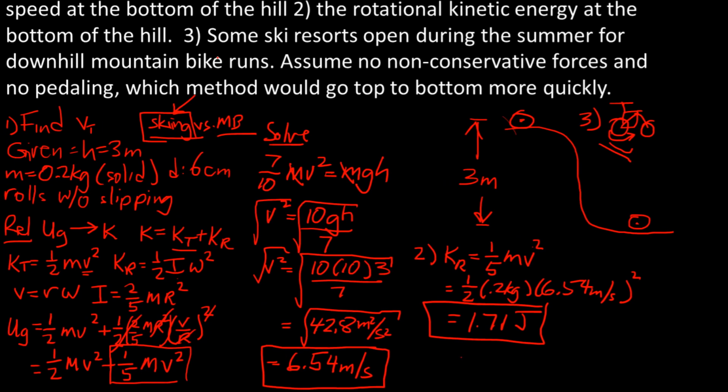And the last question here. Some ski resorts open during the summer for downhill mountain bike runs. Assume no non-conservative forces and no pedaling. Which method, skiing or mountain biking, would you use to go from top to bottom more quickly? Taking a look at the distribution of energy. If I'm skiing, nothing is rotating, so all of my gravitational potential energy up here goes into translational kinetic energy. If I'm on a bike, you can see that we have wheels going round and round, so some of that gravitational potential energy also goes into rotational kinetic energy. So there's less translational kinetic energy, and I would have a slower velocity with the bike at the bottom. The skiing would get me from top to bottom more quickly.